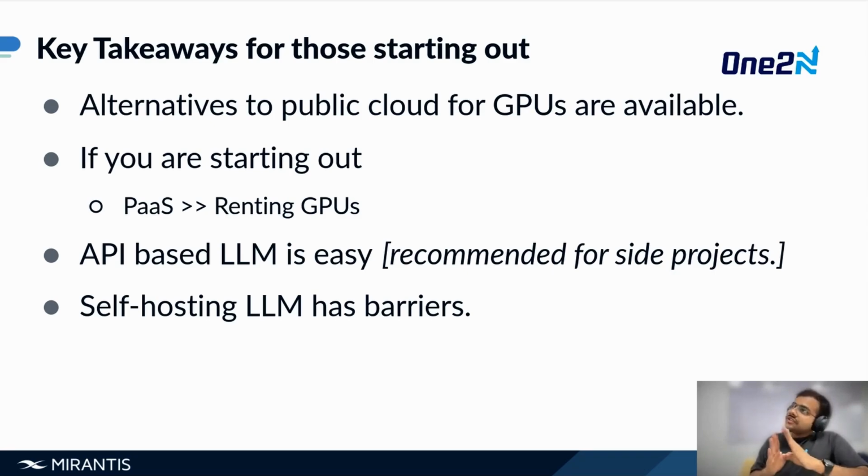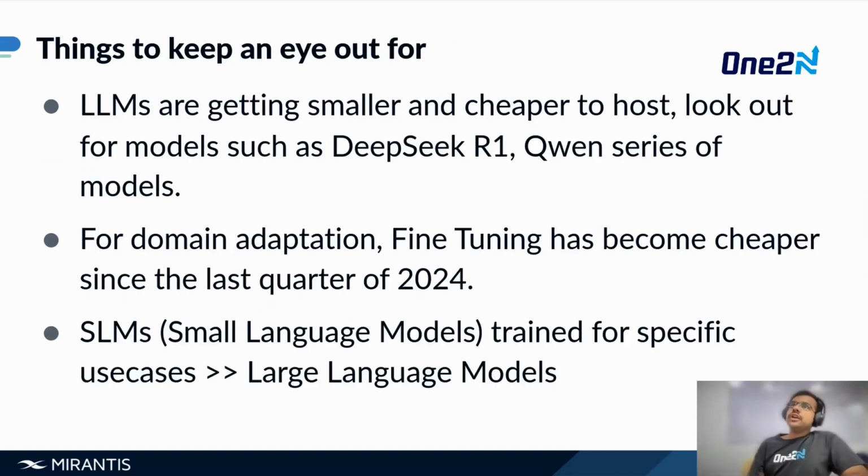And going through this journey, we realized that self-hosting LLMs has barriers. So if you are an SRE and you are interested in LLM ops in general, there are a few developments that have happened in the last quarter which we should keep our eye on. And this is that LLM models themselves are getting smaller and cheaper to host, because it's not just us who are GPU poor. There are other people in the world who are GPU poor. So you should look out for models such as DeepSeek R1. You could look into the Qwen series of models.